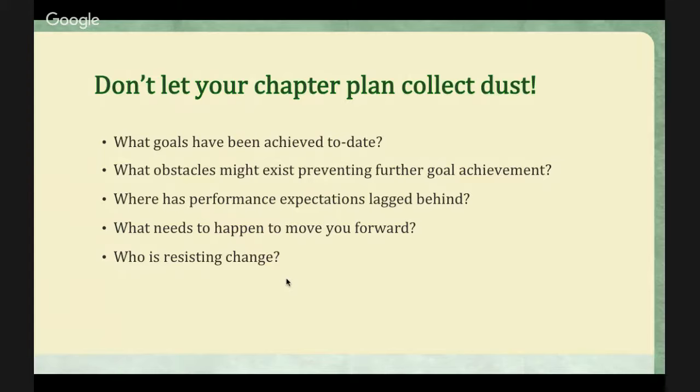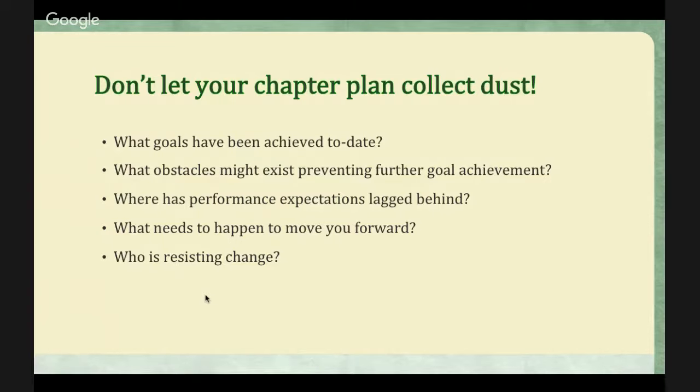So look at what goals have been achieved to date, what obstacles might exist preventing further goal achievement, where has performance expectations lagged behind, and what needs to happen for you to move forward? Who's resisting change? These are the things that a lot of chapters don't tend to think about or look for.